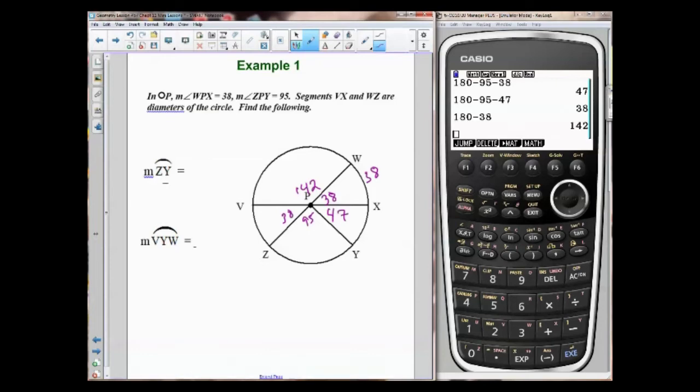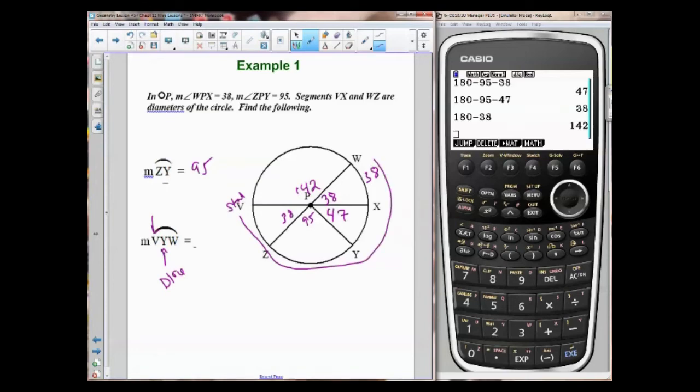And what are they asking for? ZY. ZY is 95. Well, voila. V, Y, W. So V is my starting point. This is where I start. This is my direction. So I go in that direction. So I got to go in Y. So I'm going this way. And I got to end all the way to W.